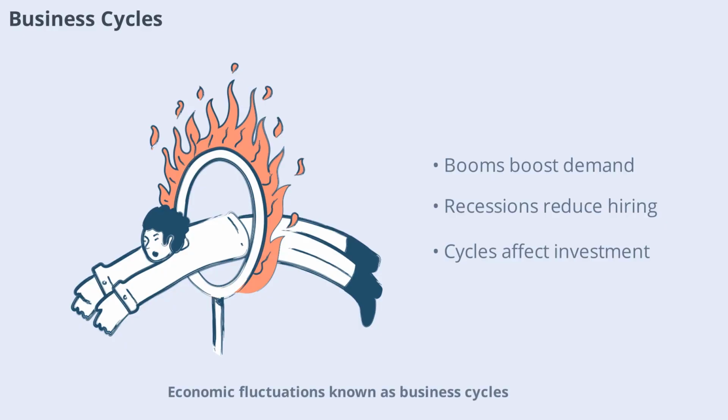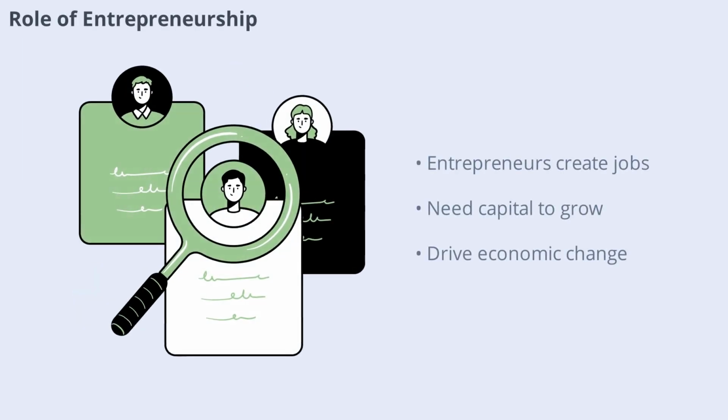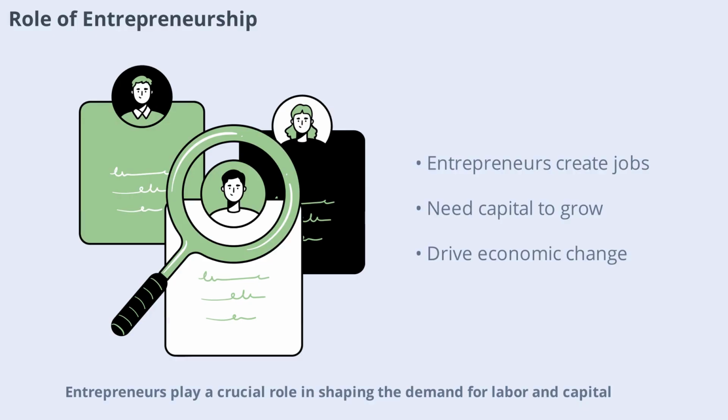Economic fluctuations, known as business cycles, impact the demand for labor and capital. During booms, firms hire more workers and invest in capital. In recessions, demand for both inputs falls. Understanding business cycles helps explain the ups and downs of employment and investment.